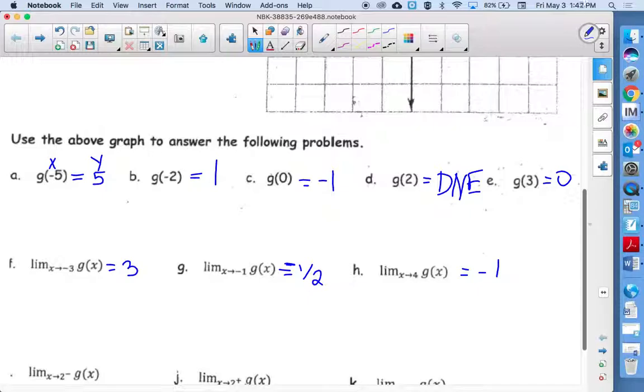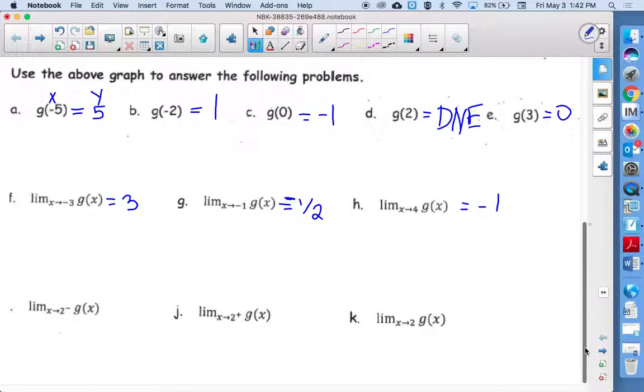The last 3 questions, 2 of them deal with those one-sided limits. So a one-sided limit is when you're looking at a specific side of the number. So you're looking at the left side if it has a negative after it. So 2 with a little negative says look at the left part of it. 2 with a little positive says look at the right side.